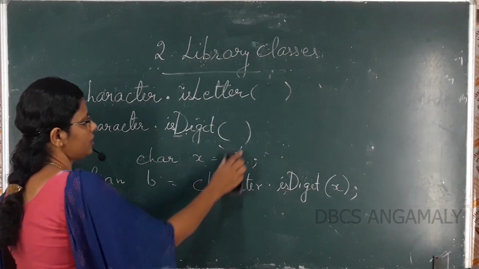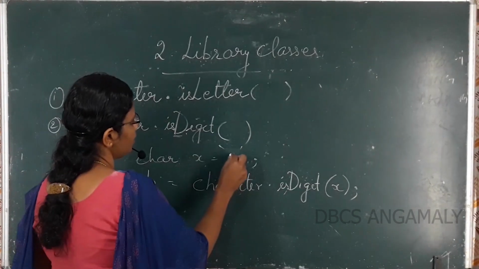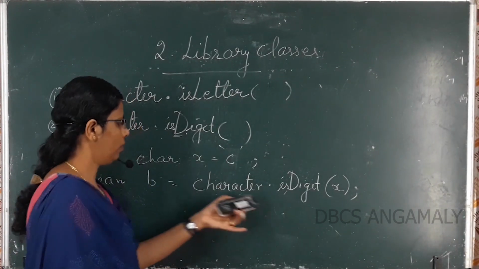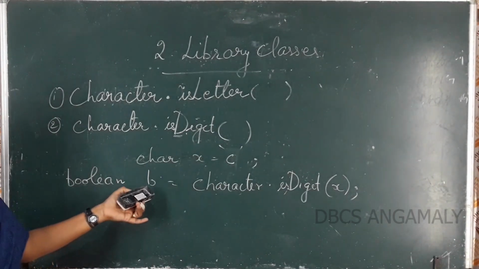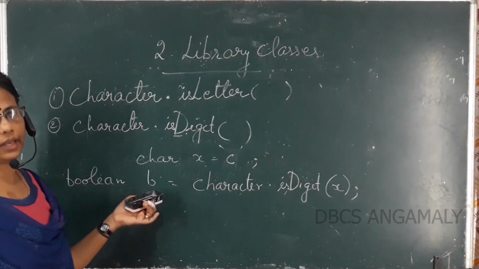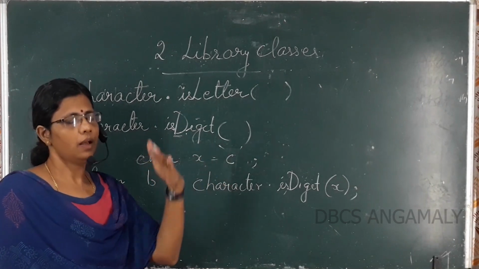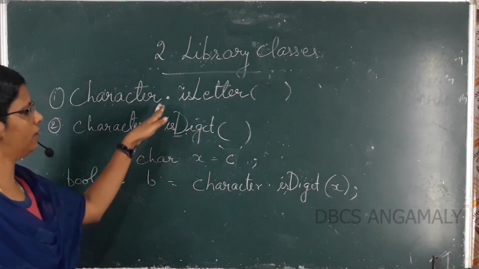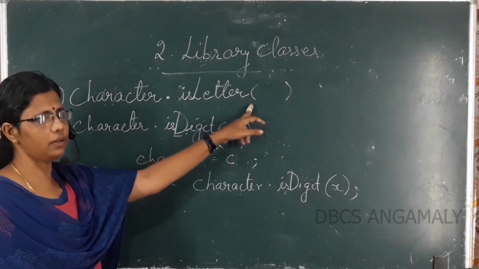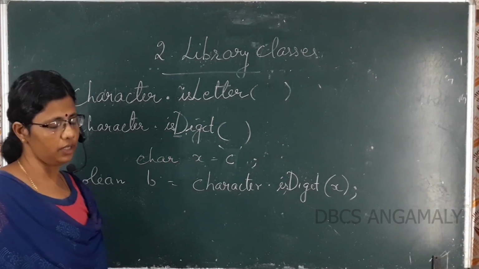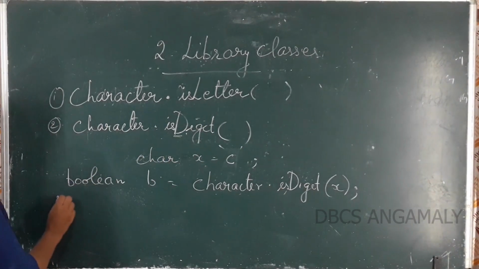If instead of x I have given a variable called c, what will be contained in b? You will get the value false in b because c is not a number. I hope this is the same as the previous one. The only difference is that there you were checking whether it is a letter, and here you are checking whether it is a digit.